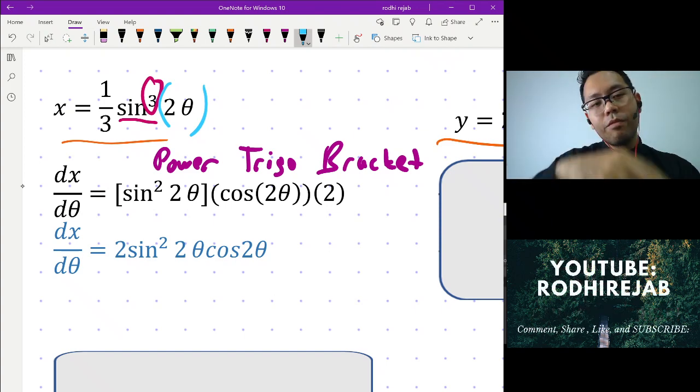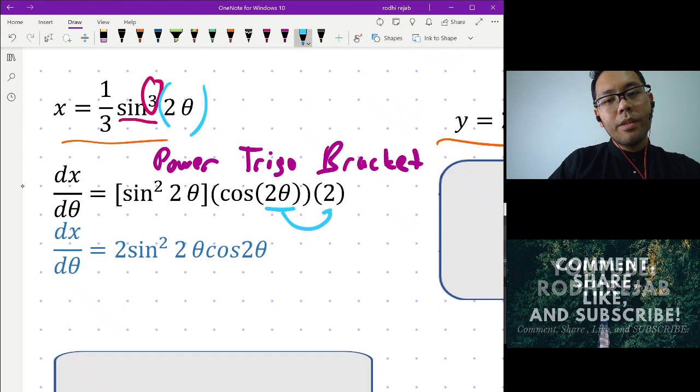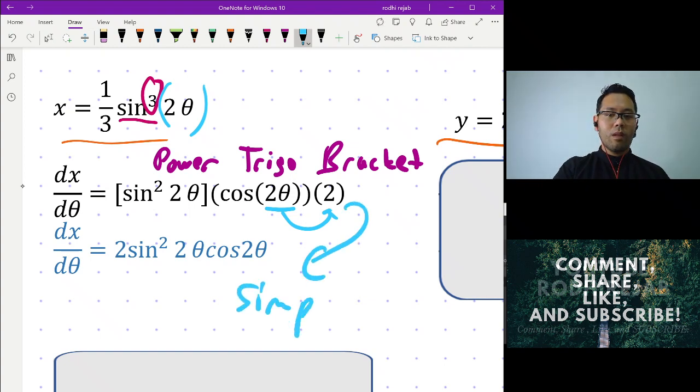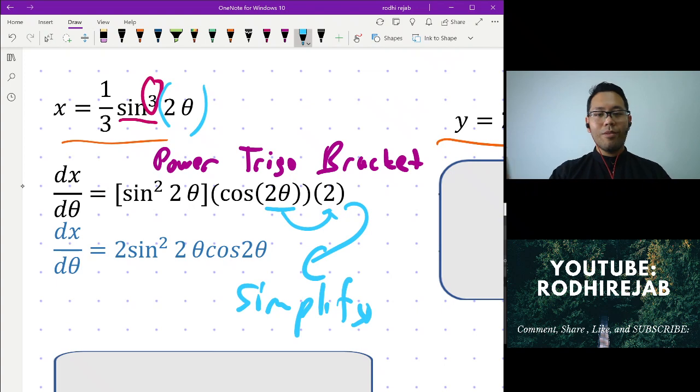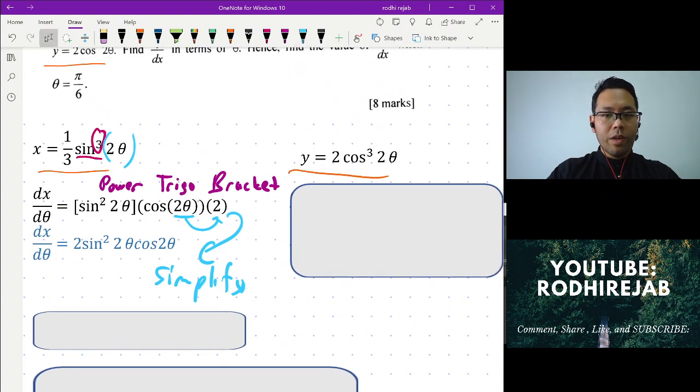The 3 goes in front first, and then you differentiate the Trigo: differentiate sine, you get cos, but the bracket remains the same. Finally, you differentiate the bracket of 2 theta, and you get 2. You may simplify, and you get this, and you can understand that. Then let's continue with the y part.